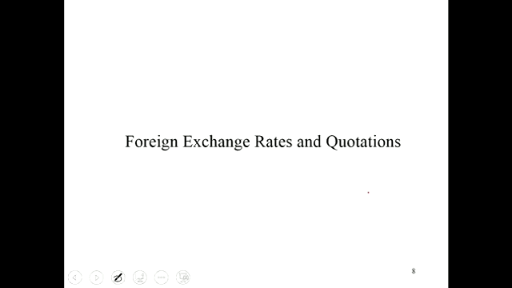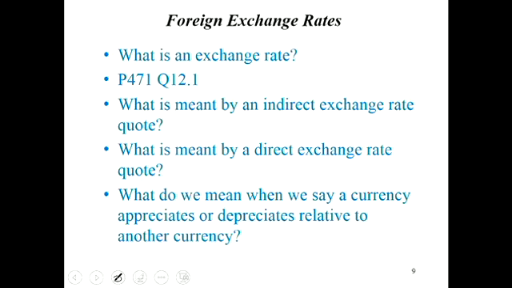So that's really my introduction and background. Let's move on into the rates and the quotations. So first question: at its heart, what is an exchange rate? It's simply a price, in this case the price of one currency in terms of another.